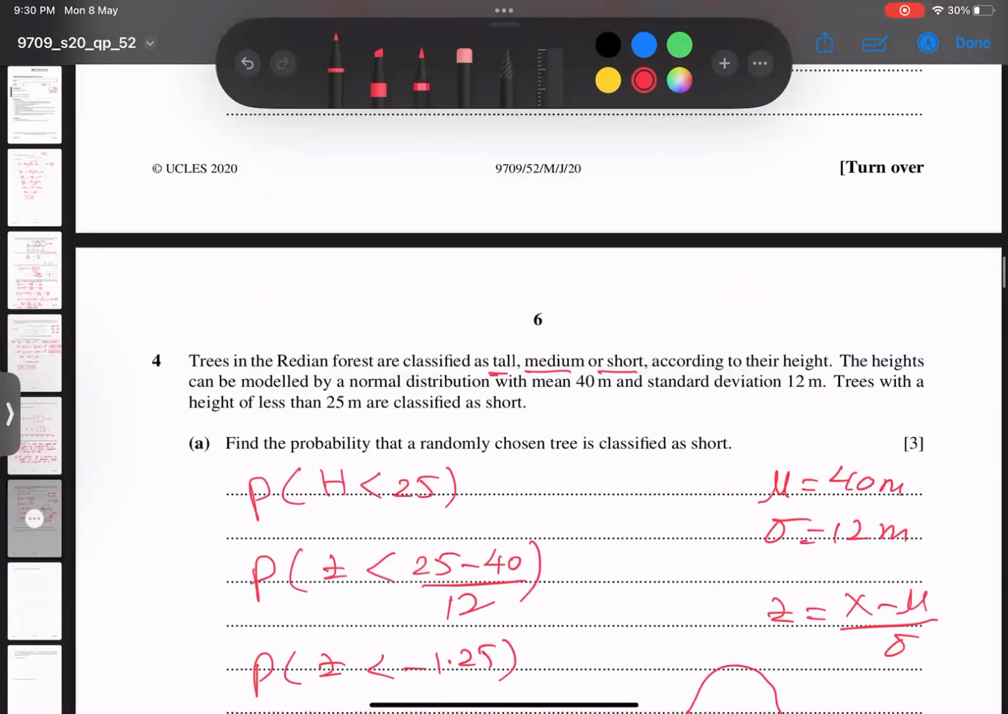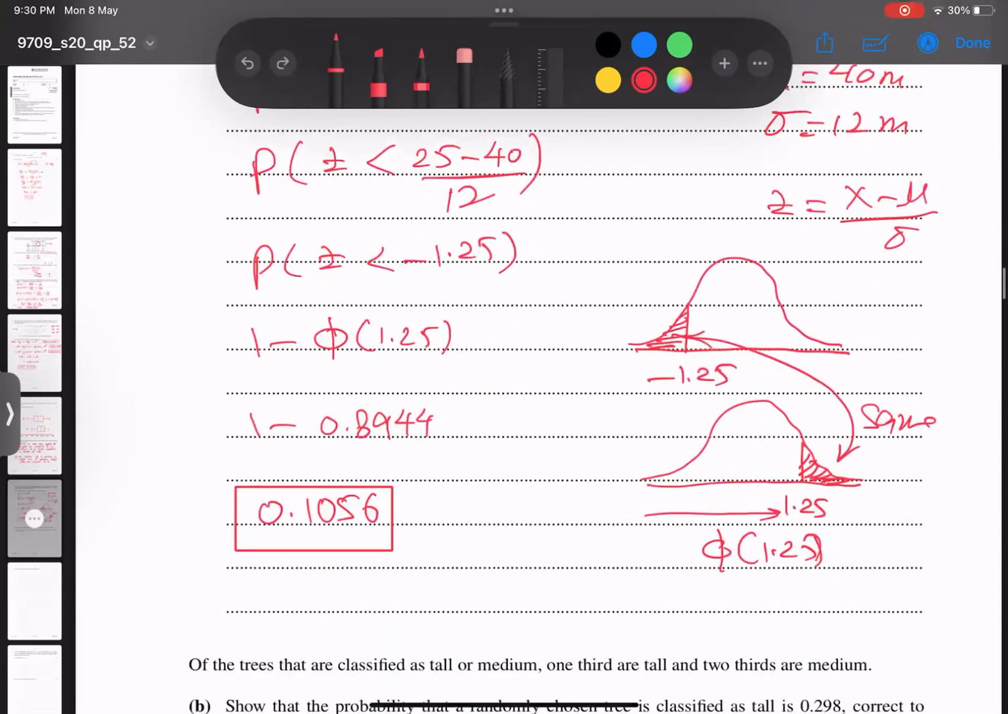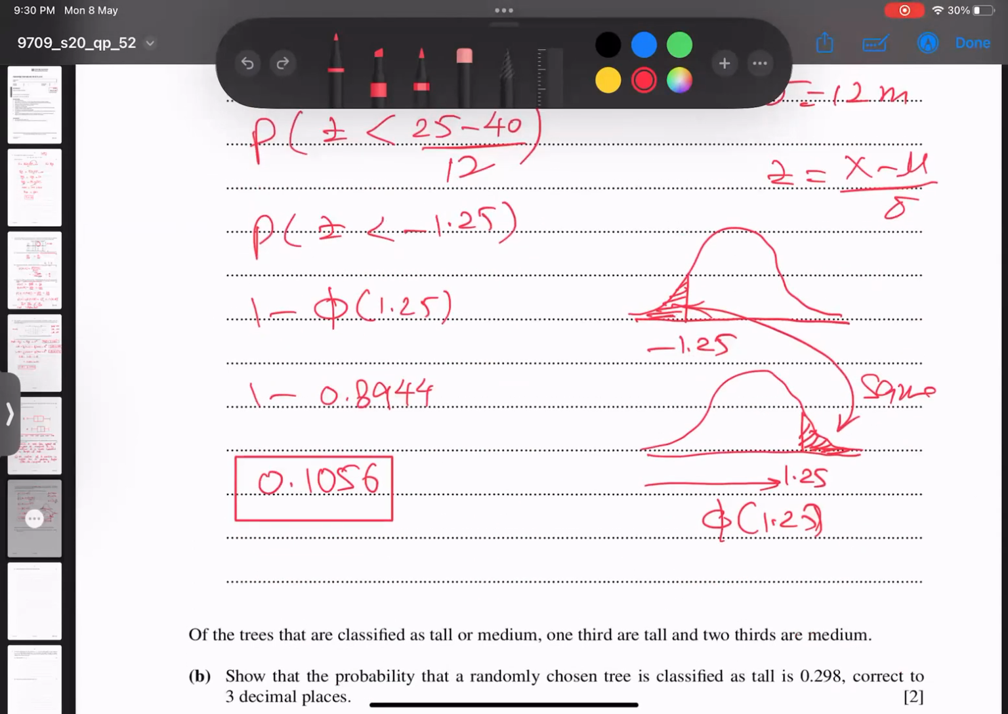He was asking what is the probability for a short classification. I hope the point is very clear.